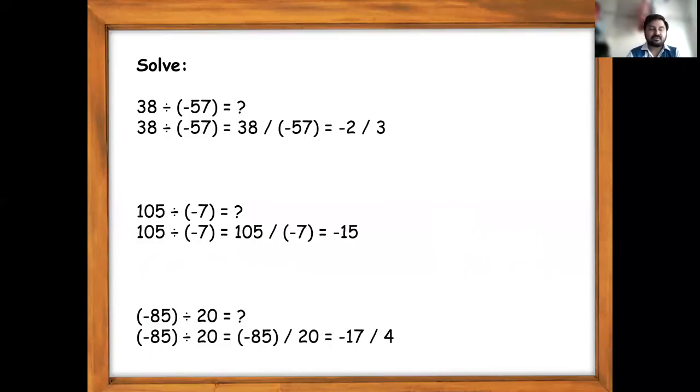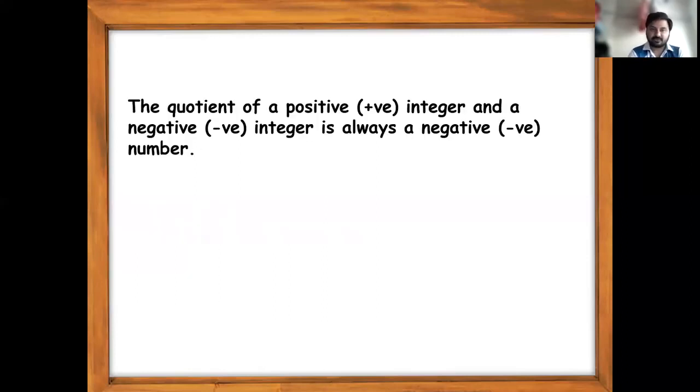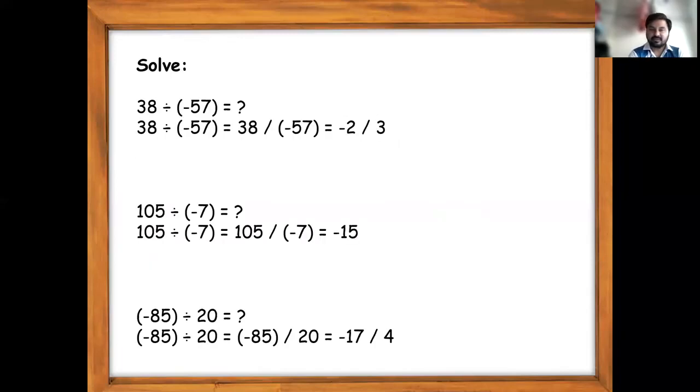So now students, I want you all to observe all these examples and tell me what you infer from these examples. Excellent. So the quotient of a positive integer and a negative integer is always a negative number. We saw that whenever we divide a positive integer by a negative integer, the quotient, the final answer, would be a negative number.